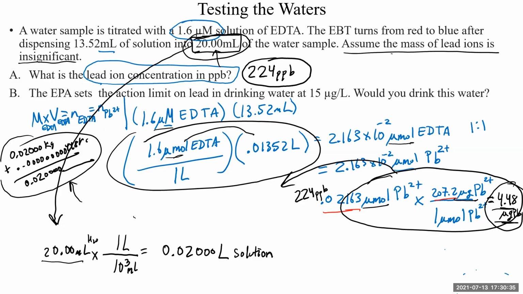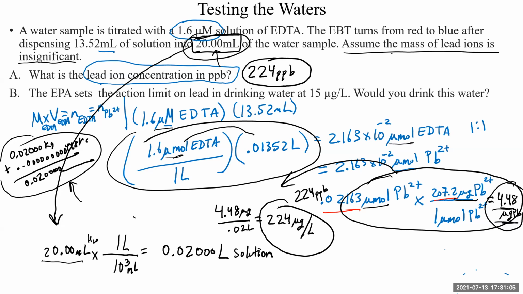And so what do we get? It's not a coincidence. We end up with the same exact value: 4.48 micrograms per 0.02 liters gives us exactly the same number, 224 micrograms per liter. Why do you suppose that is?